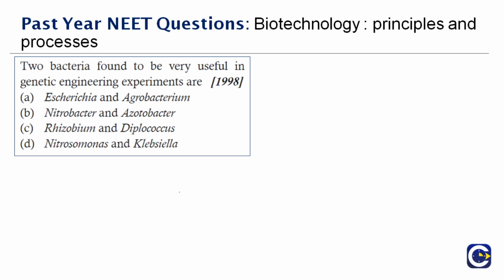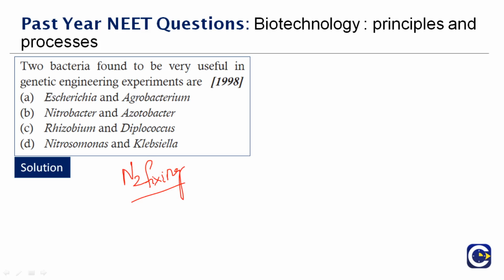Next question here. Two bacteria found to be very useful in genetic engineering experiments are dash. So one we know is Escherichia coli, right, E. coli, and the other is Agrobacterium. Escherichia and Agrobacterium are both used as vectors in genetic engineering. While if you take Nitrobacter and Azotobacter, they convert nitrites into nitrate. So they are basically nitrogen fixing bacteria, so they don't help in the transfer mechanism.